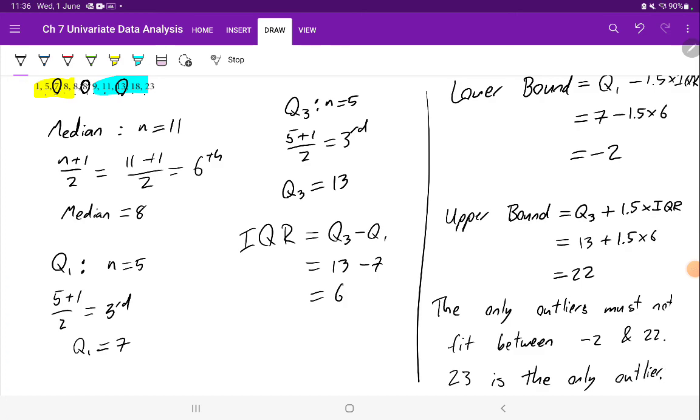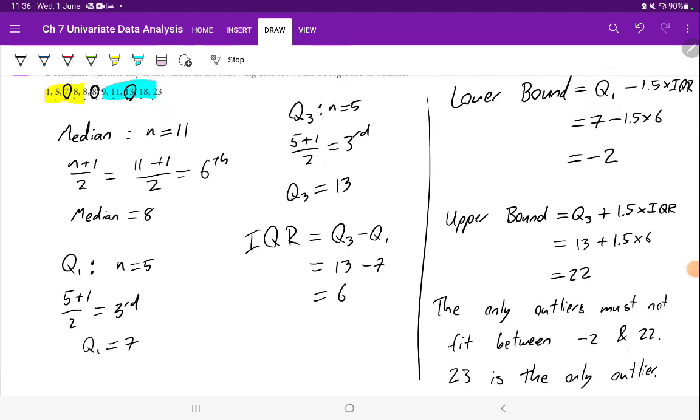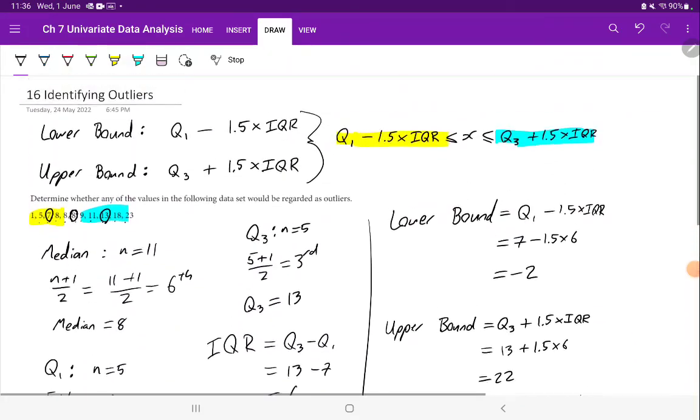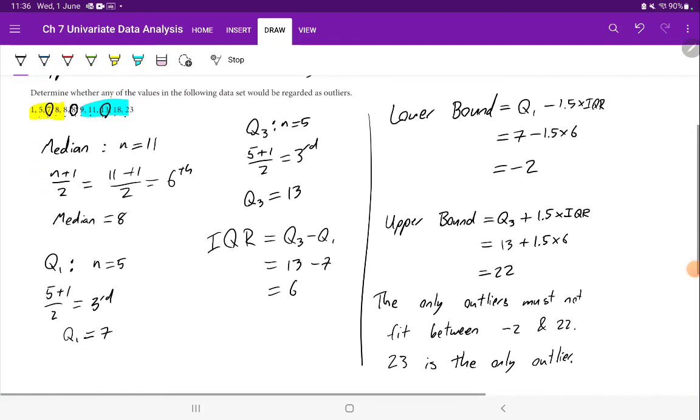Alrighty. So that's how we work out outliers. Notice it's not just willy-nilly. You can't just look at a data set and go, I think one's too small. No, we have a calculation to check whether it is an outlier or not.